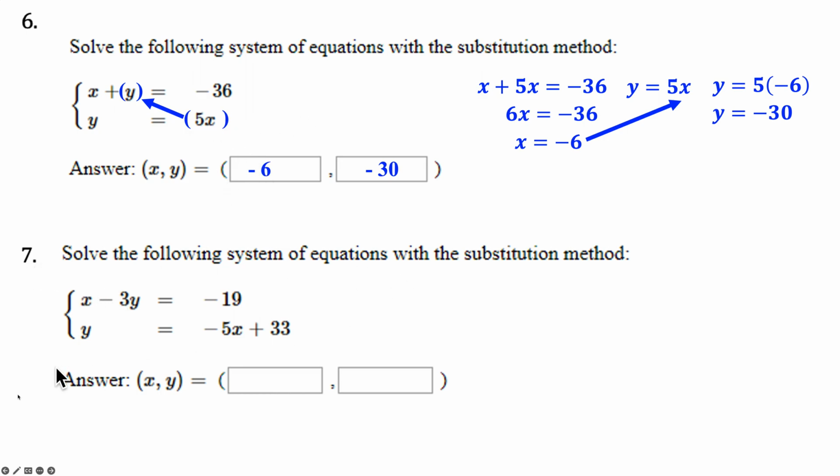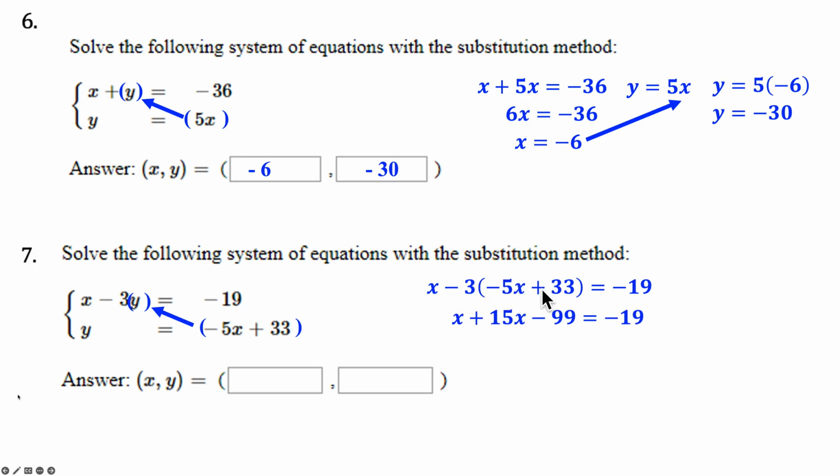Seven, again, notice the second equation has the y by itself. So now we take all of negative 5x plus 33 and we put it into the first y. That gets you x minus 3 times negative 5x plus 33 equals a negative 19. Distribute the minus 3. Make sure you change the signs on the 3 times 33. That's going to be a minus 99. Combine like terms, give me 16x.